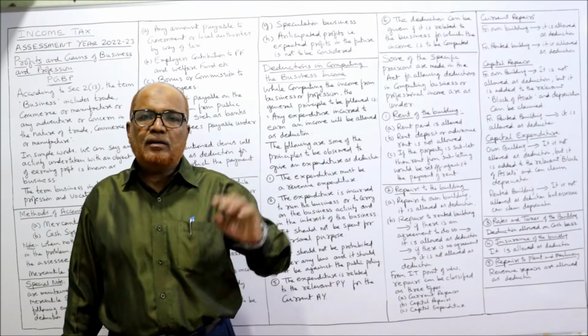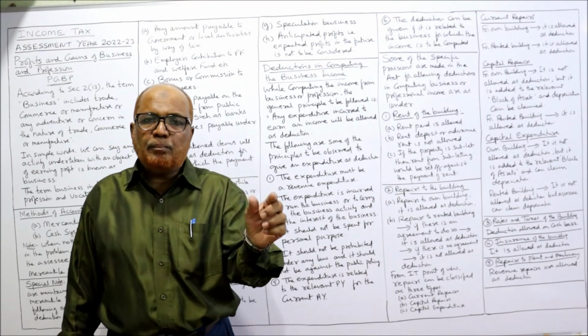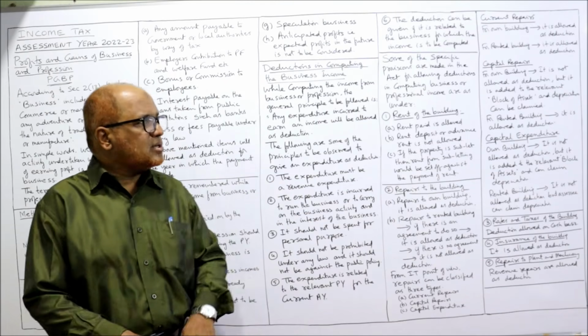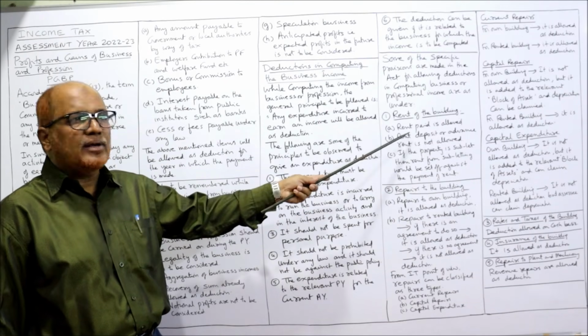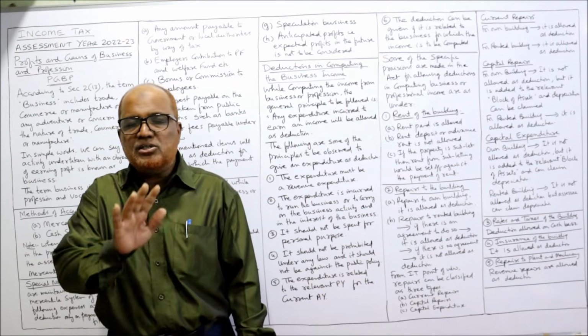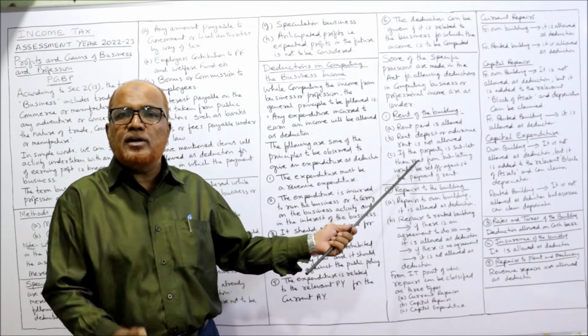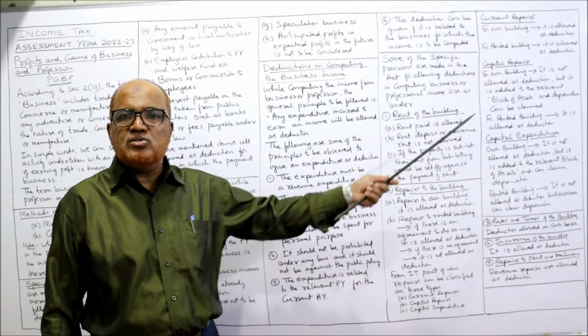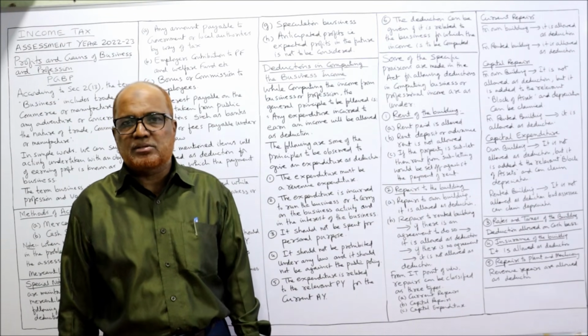So rent is paid. Will the rent paid for the building be allowed as deduction? Yes, of course. Rent paid is allowed as deduction. Rent deposit or advance deposit of rent is not allowed. These are the points you have to remember. These are the points which will come in the problems in the coming videos.